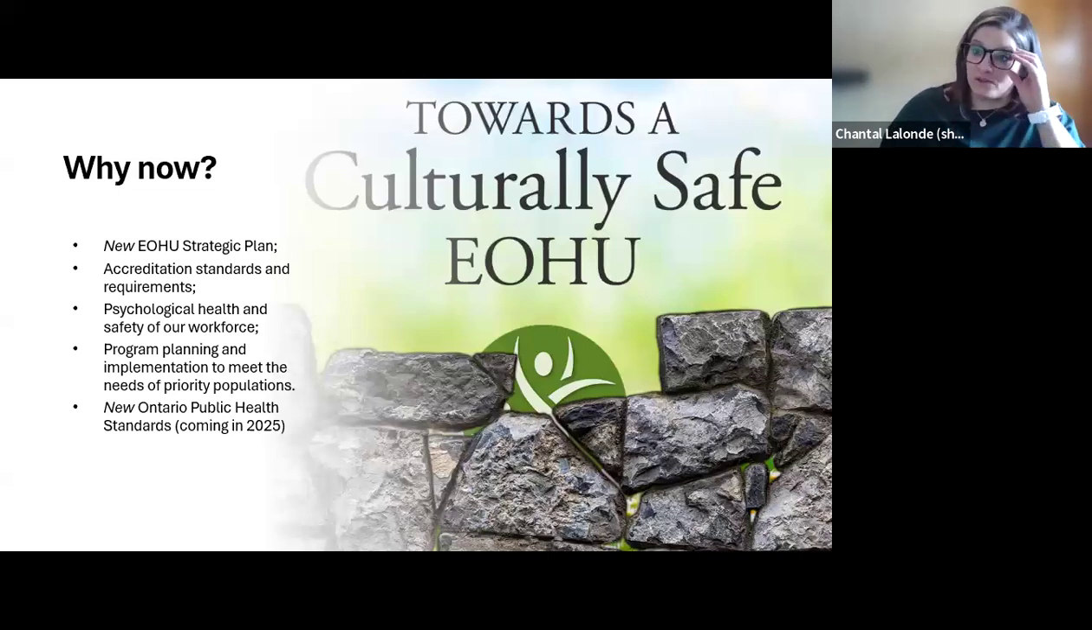In terms of why now, there are so many reasons why the timing was right for us. But most importantly, there are many supporting changes co-occurring at this time that have allowed us to catapult this work. Primarily, we're currently undergoing a review of our strategic plan, realigning what our organization wants to focus on over the next 3 to 5 years. We're also realigning with accreditation standards and requirements coming out of the pandemic.